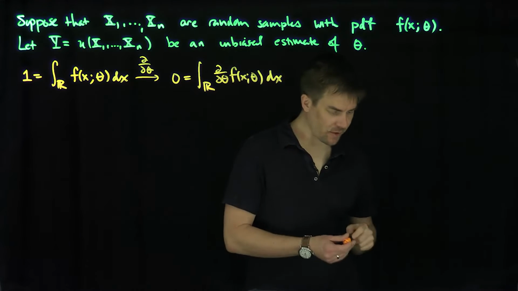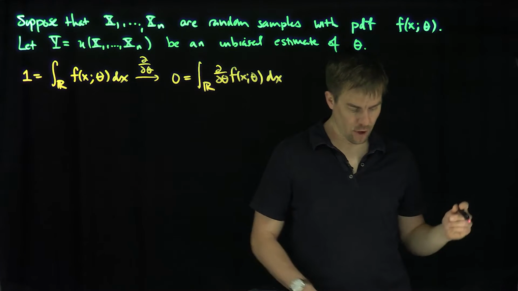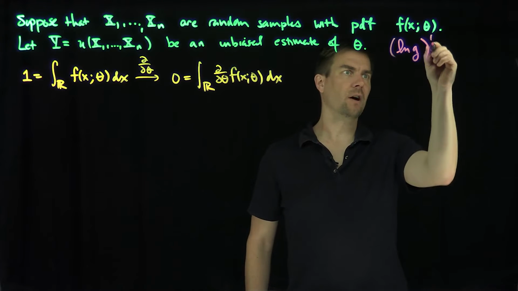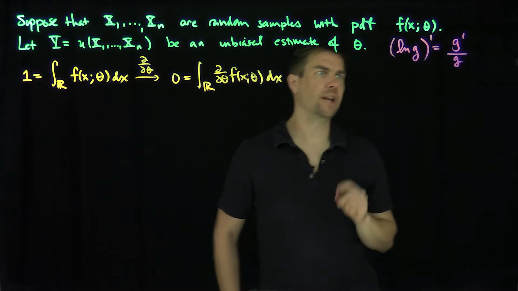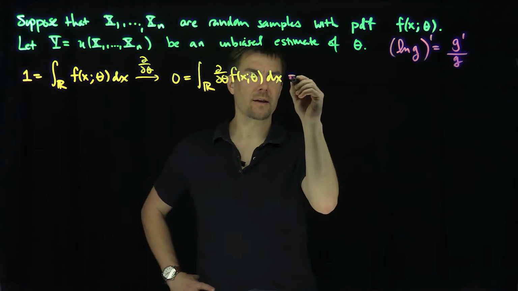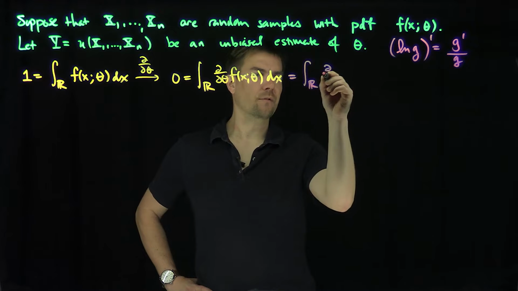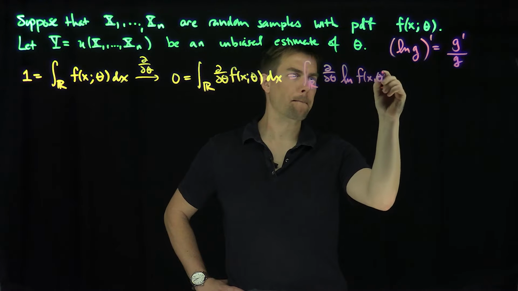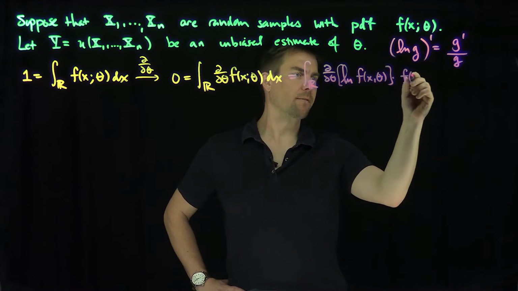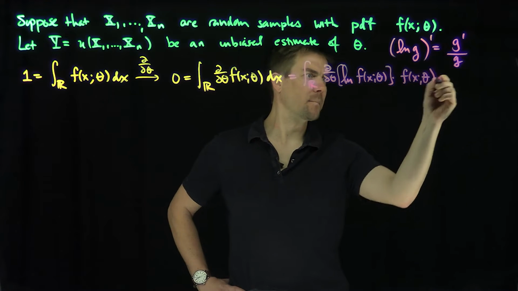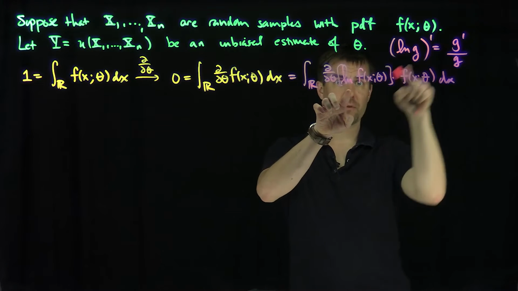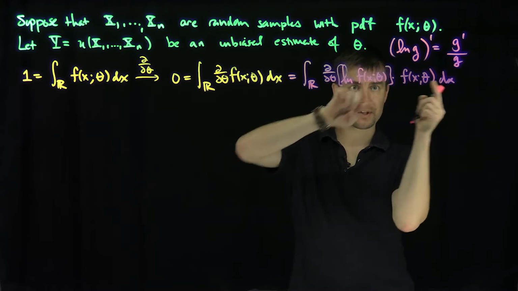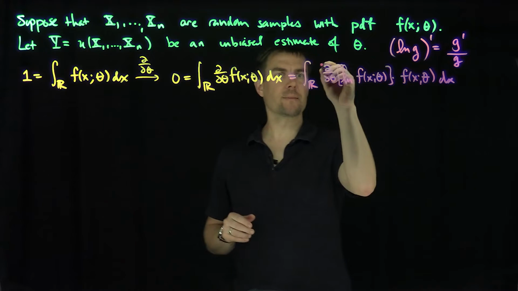And now here's the key observation that we're going to use throughout this video: if I have the log of a function g, and I take the derivative of log of g, that is g prime over g. That's the logarithmic derivative. So I can write this as the integral over R of the derivative with respect to theta of the log of f of x and theta, times f of x and theta dx, because the derivative of the log of f is df d theta over f of x and theta, and I multiply by f of x and theta to make sure those things cancel out. So this gives me a new random variable, which is going to play a role in our analysis.